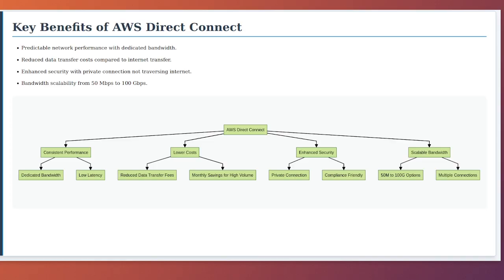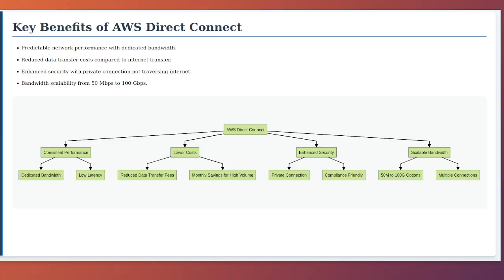With Direct Connect, you have a dedicated connection with guaranteed bandwidth. If you provision a 10 gigabit connection, you get 10 gigabits of dedicated bandwidth that is always available to you. This consistency is crucial for applications that require real-time data synchronization, video streaming, or large data transfers.